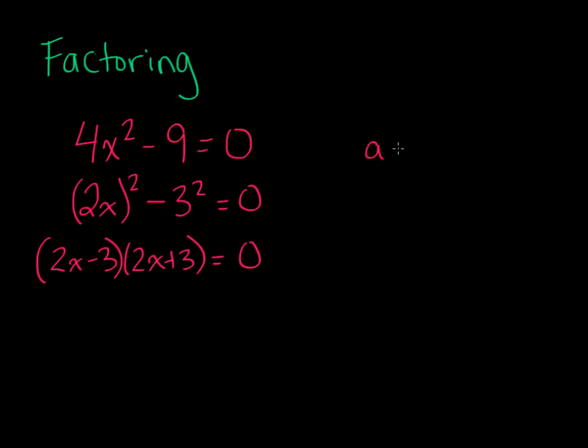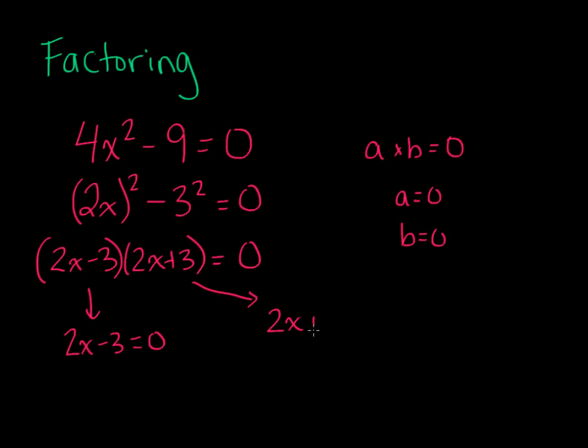So for example, a times b equals 0. Well, then it has to be true that either a is equal to 0 or b is equal to 0, or both of them could possibly be equal to 0. And so what we want to look at here is two possible cases. Either the first factor, 2x minus 3, is equal to 0, or the second factor, 2x plus 3, is equal to 0. That's the only way that this statement will be true.